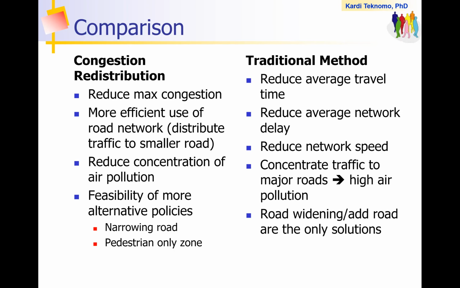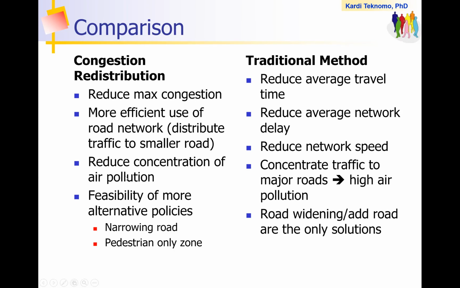If you only use network delay, speed, and travel time, you know the value, but you don't know the location. That makes the problem. In maximum congestion, you will know where the location is, which link, and what the value is. Of course, the maximum congestion itself, right? And then you can use the road network more efficiently because you distribute it to the smaller roads. This is the idea, okay?